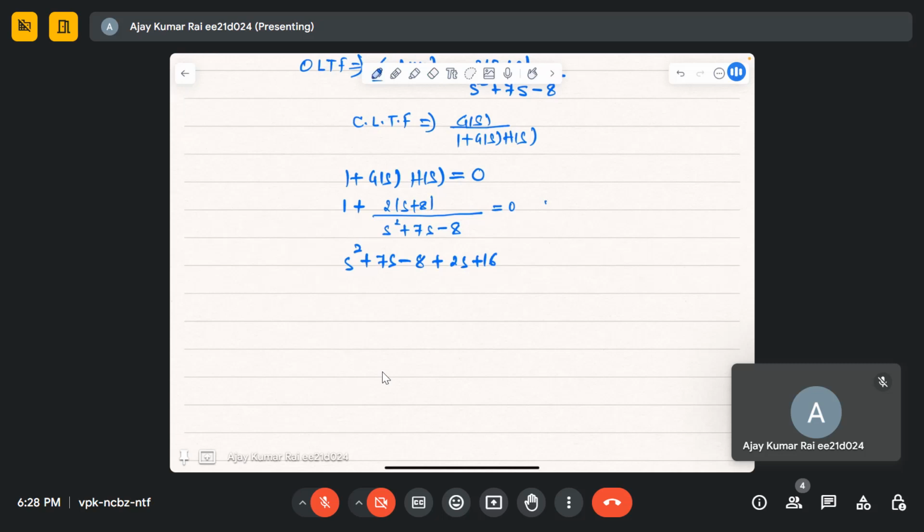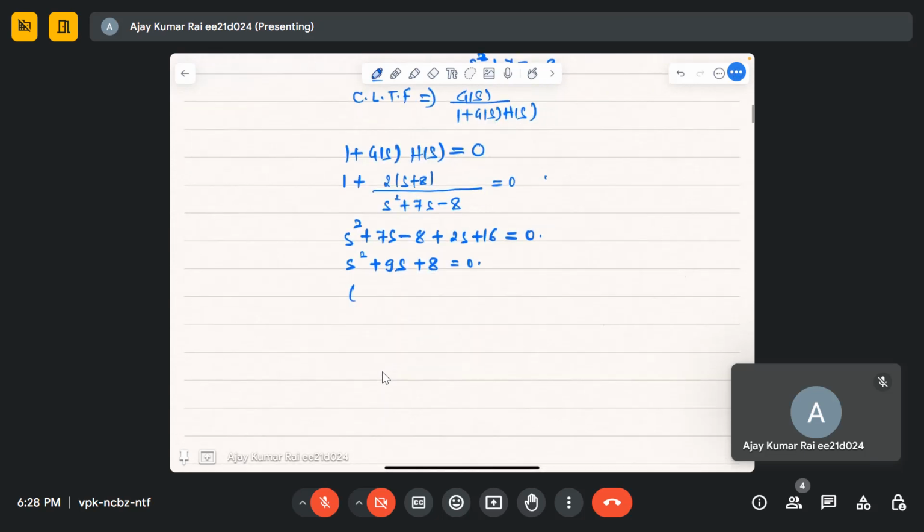So we have to find the root of this equation. Okay, so s square plus 9s plus 8. Okay, so what you'll get is (s plus 1)(s plus 8) equal to 0.